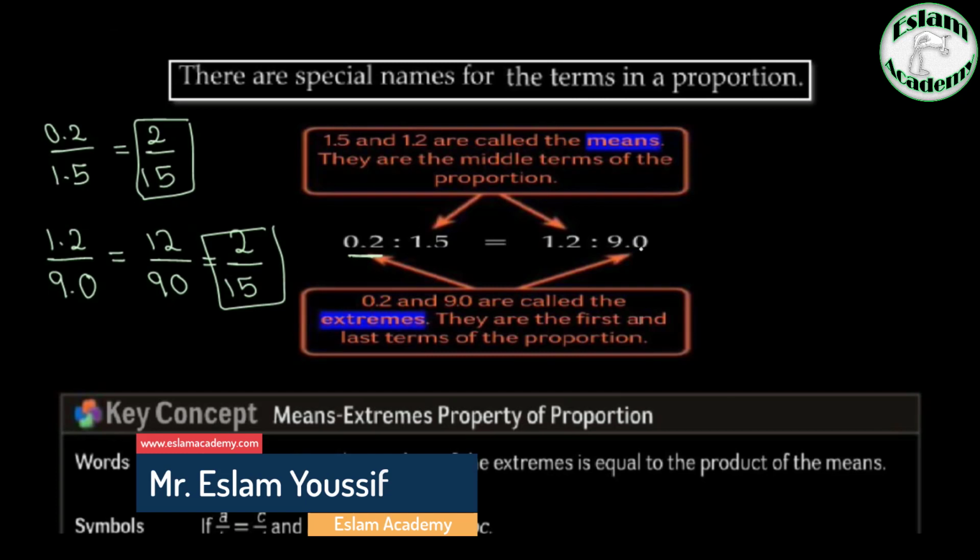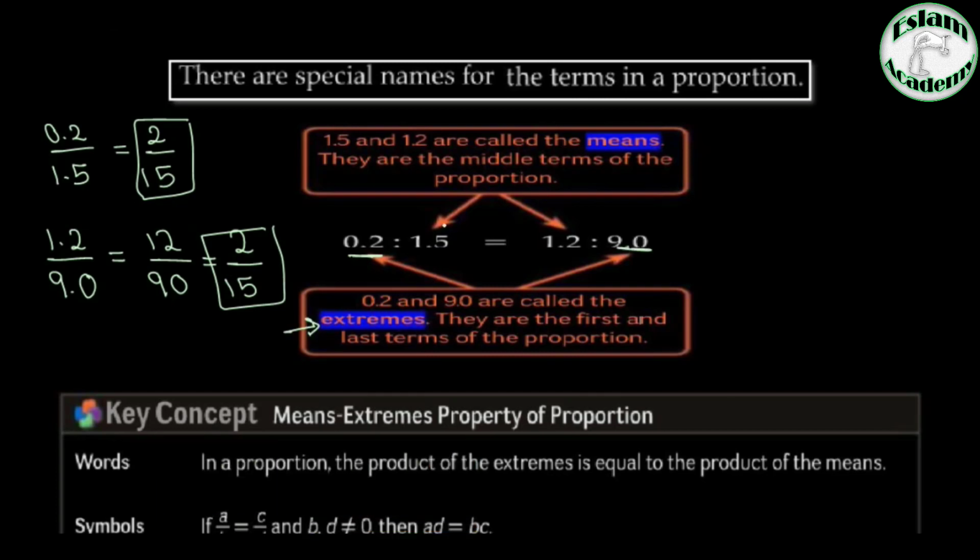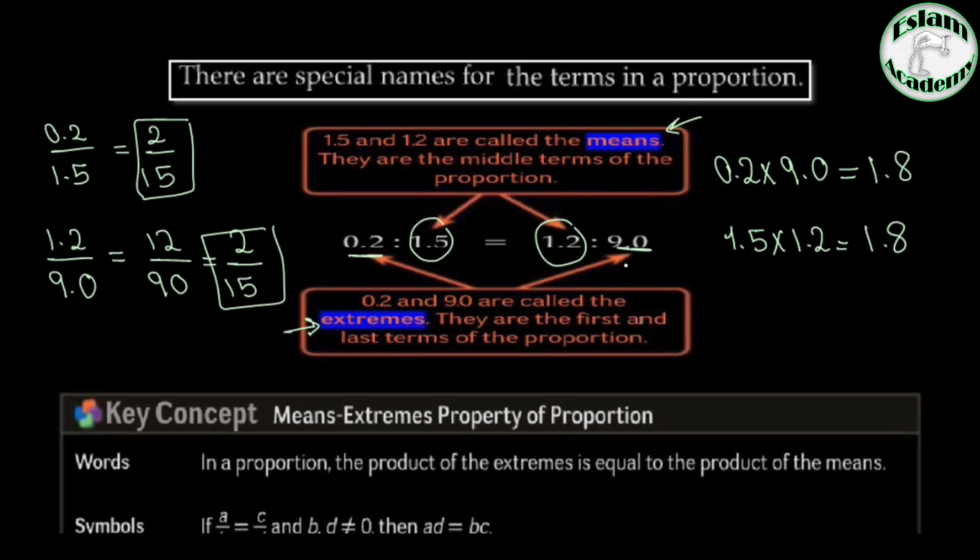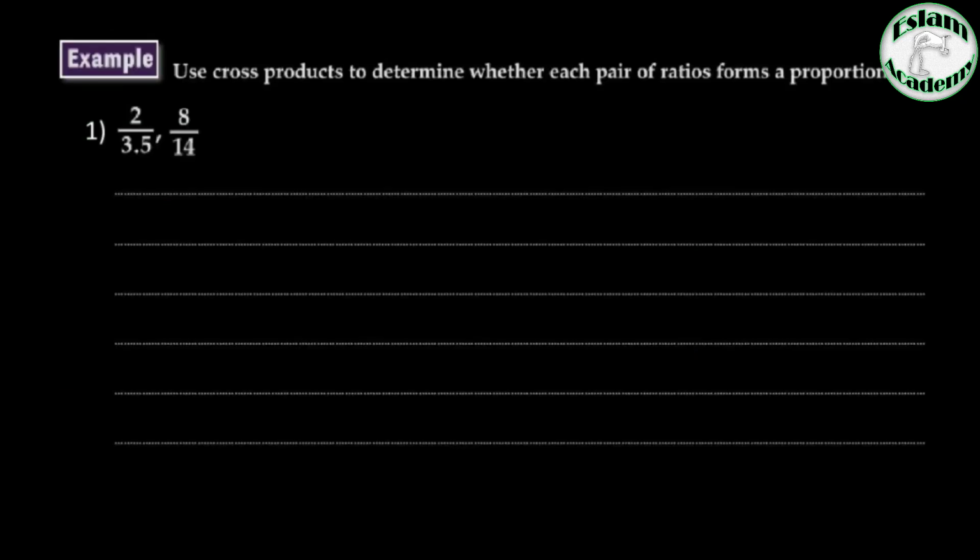So we can write that 0.2 to 1.5 is equal to 1.2 to 9. The two terms which lie outside are called extremes, and the two terms which lie inside are called means. If you multiply them, you will find that the product of means equals the product of extremes. If you multiply 0.2 times 9, the answer is 1.8. And if you multiply 1.5 times 1.2, the answer is also 1.8. So the product of means equals the product of extremes, and that is one of the ways to check if two ratios are proportional or not. In this problem, we need to use the cross product to determine whether each pair of ratios is proportional or not.